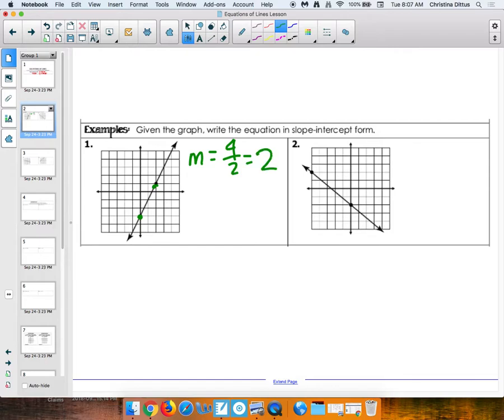2. Is it a positive or negative slope? Positive, so we're good on that. The other thing I need for my formula is B. We said B stands for the y-intercept. Our y is right here, so where does it cross? Negative 3. So then all we're doing is throwing that into our equation.